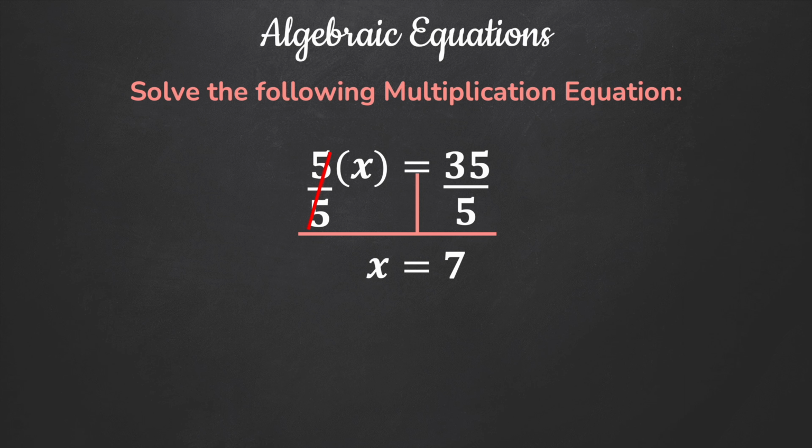Now, if we went back and substituted x for 7, we would have 5 times 7, which is equal to 35, meaning that x is in fact equal to 7.